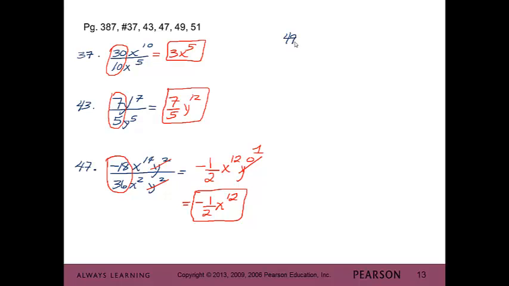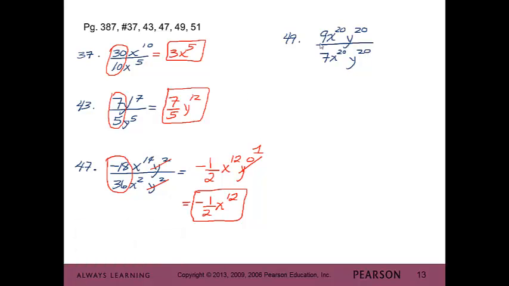And then number 49, we have 9 times x to the 20th power, y to the 20th power, divided by 7x to the 20th power, y to the 20th power.